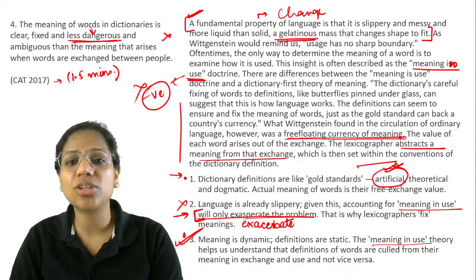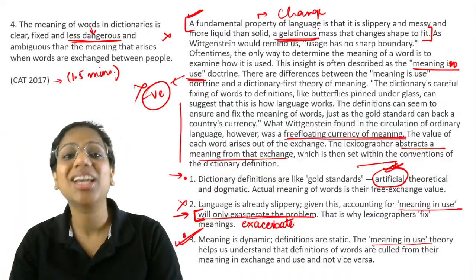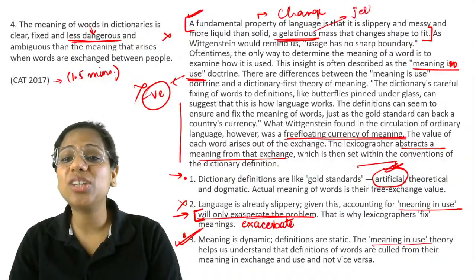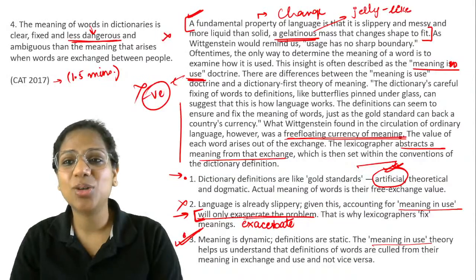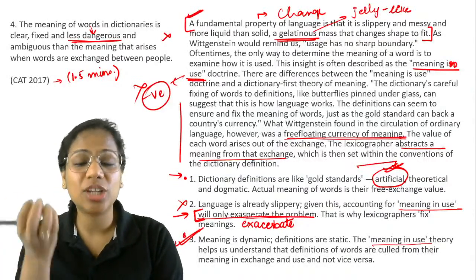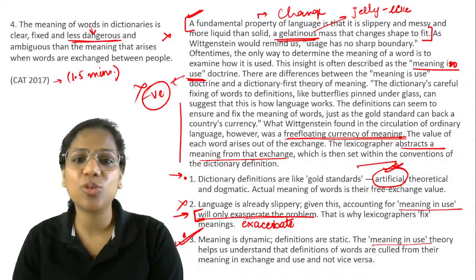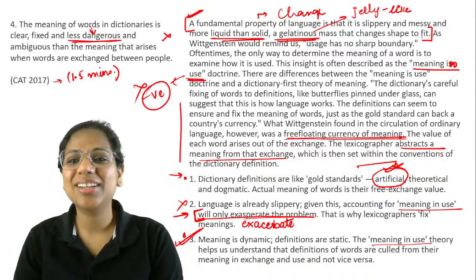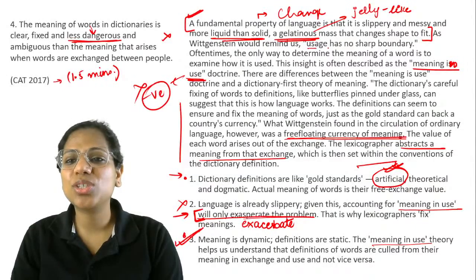That's it. Now I will not sit and think about what gelatinous means. Some students do that. They'll ask me, ma'am, what is the meaning of gelatinous? Just infer what you can, what you cannot. As in, if you cannot infer the meaning of a particular word, don't be so bothered about it. More liquid than solid should be enough. Okay. As he reminds us, usage has no sharp boundary. Okay, so this is an important idea, right?